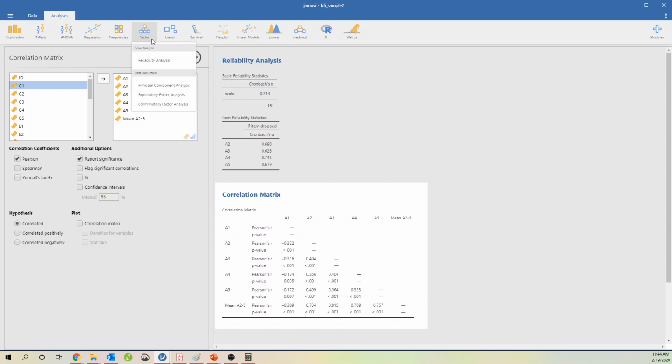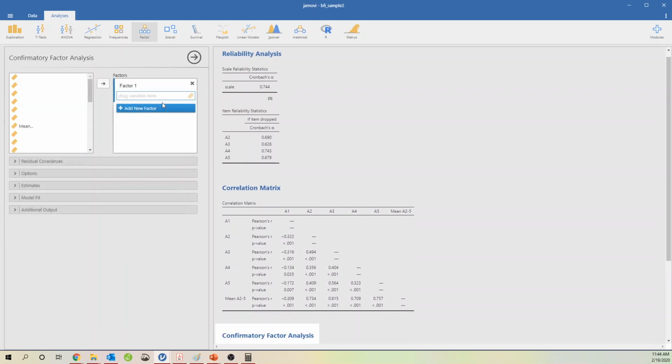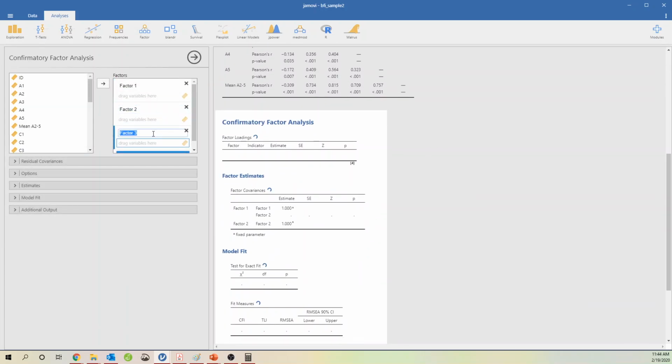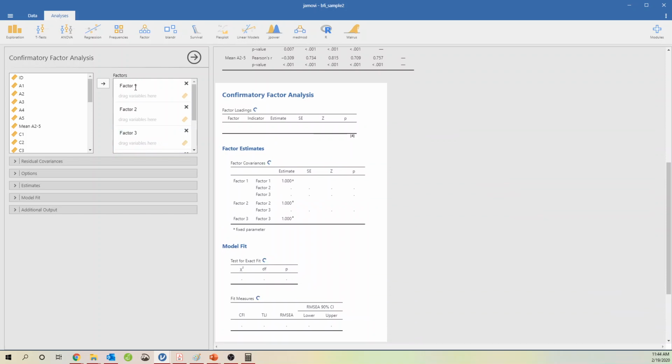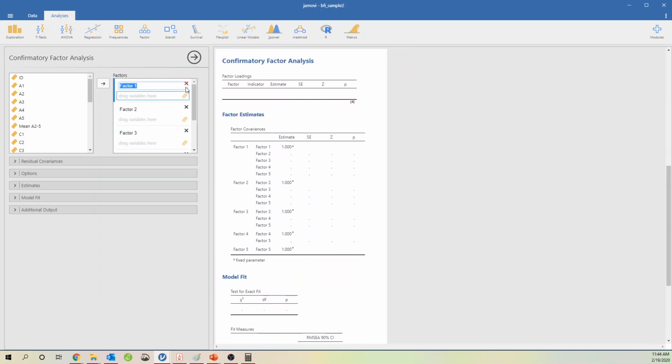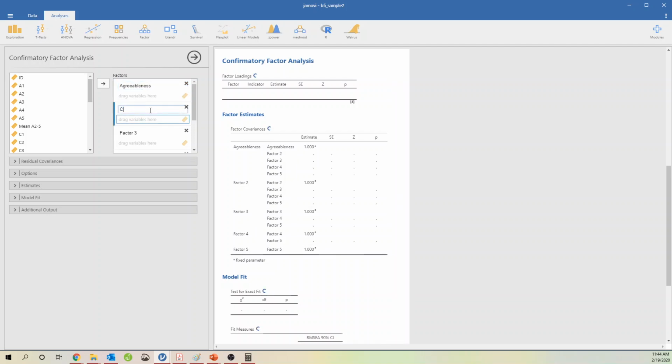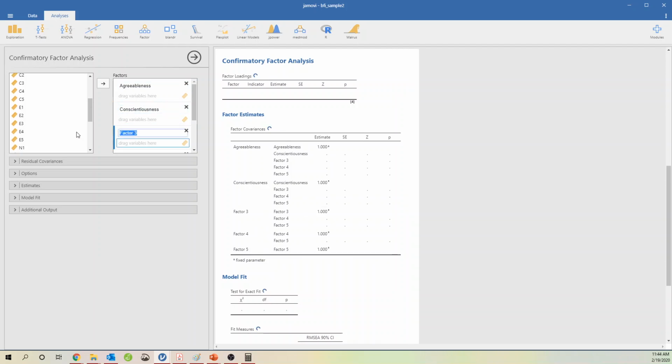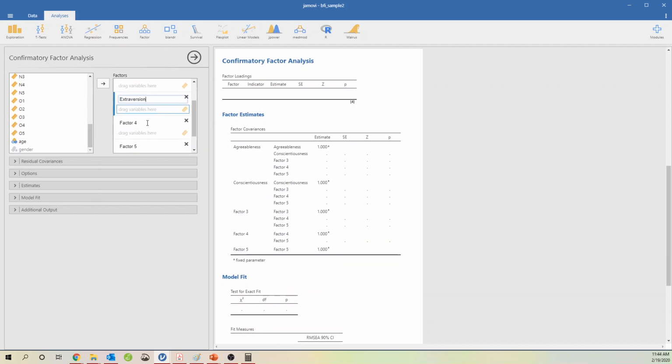So we're going to go to factor and pick the confirmatory factor analysis. It's called a confirmatory factor analysis because you're going to pre-choose what your model looks like. So we're going to have one factor for agreeableness, and one for conscientiousness, and the next one is extraversion, and next is neuroticism, and last we got openness. The order in which you have these does not matter. All that matters is what you have in those boxes.